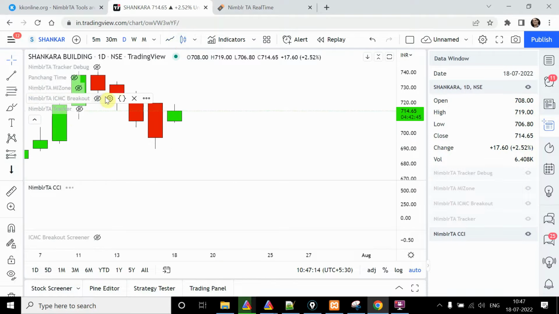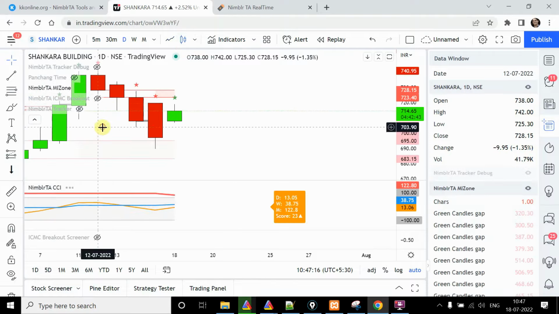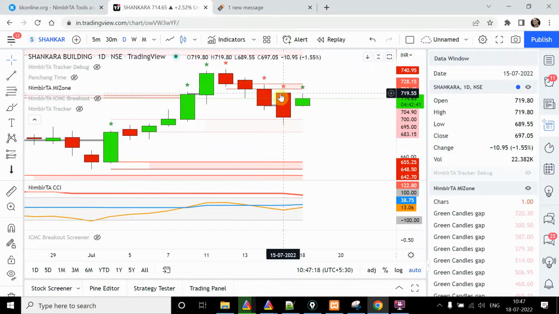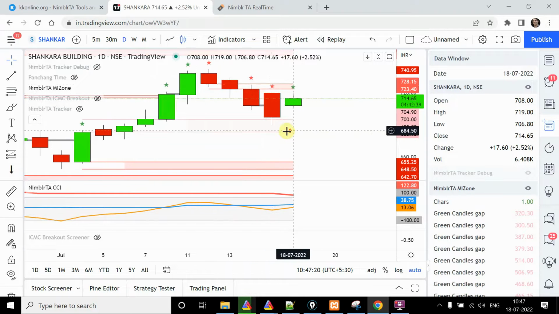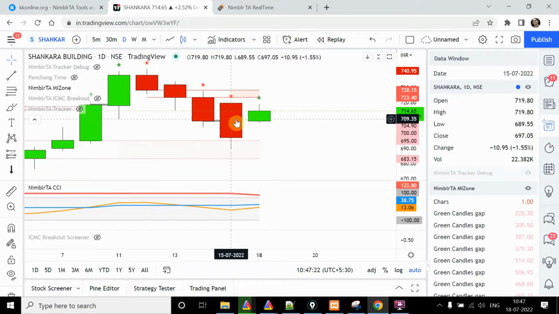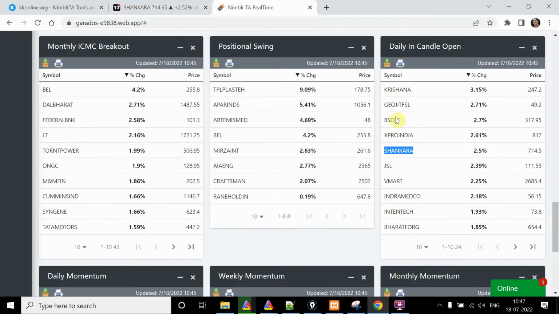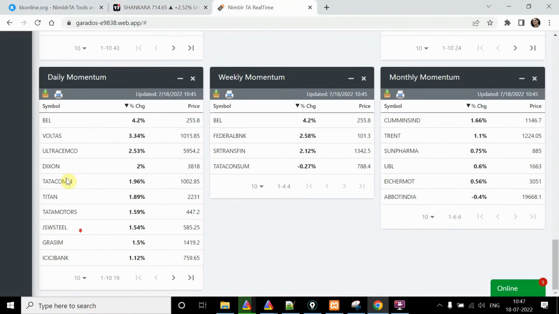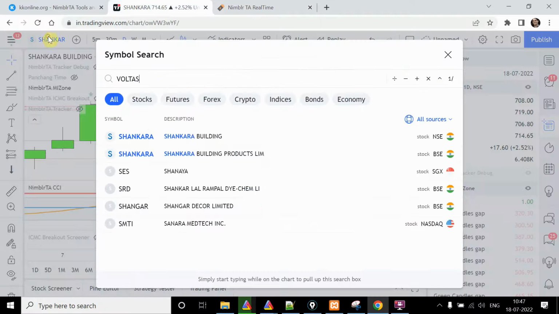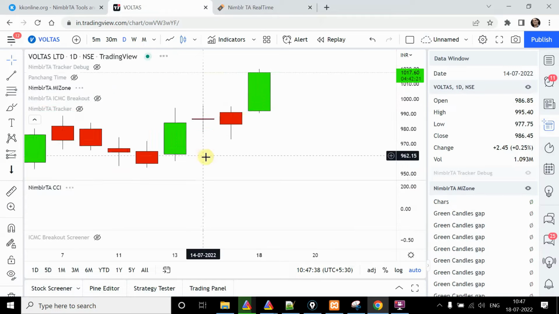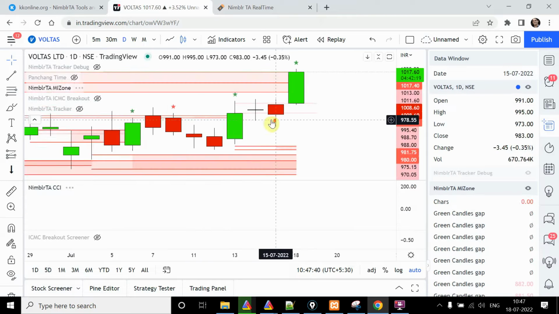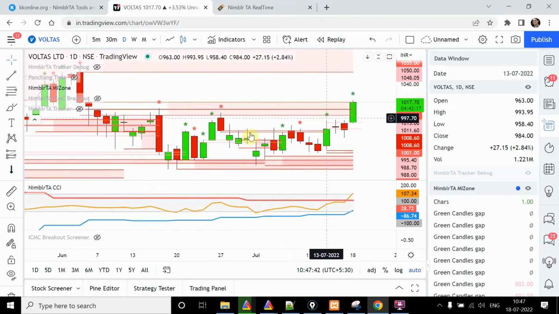So if you see, I enable the MI zone over here. This opened within the previous candle's range. So it becomes very easy for me to enter this particular stock, because it is within the body of the previous candles and it is shunted. Similarly, daily momentum has been achieved in Voltas. Voltas, if you see right now, it has got fresh daily momentum. If you track it, it is crossing the MI zone as of now.